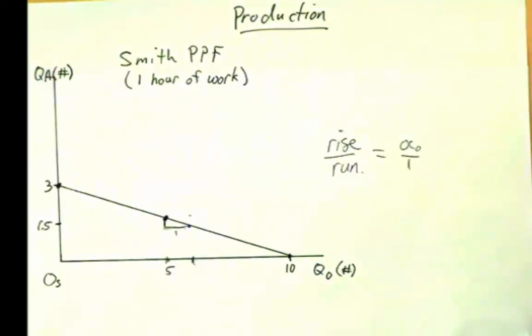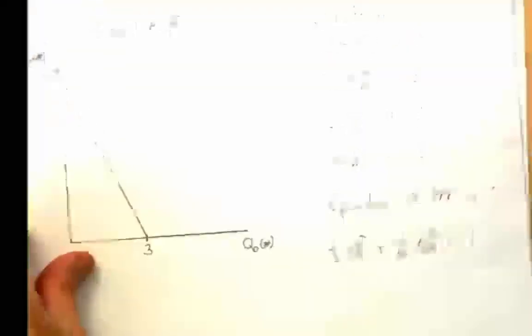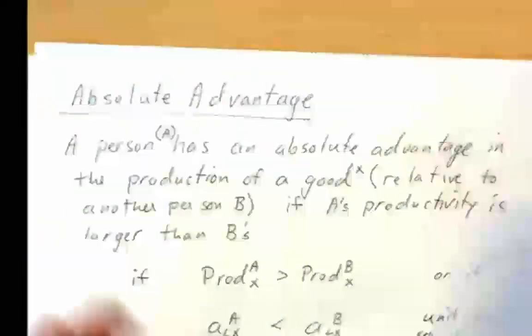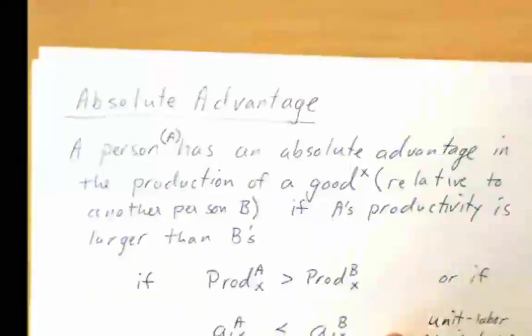Okay, what is the opportunity cost of Jones for oranges? Rise over run, 10/3 apples per orange. What if I ask you the opposite question? What is Jones's opportunity cost for apple production? It's going to be 3/10. It's going to be the reciprocal of that. So it's going to be 3/10 oranges per apple. Now, all of this becomes important next because of our next definition.